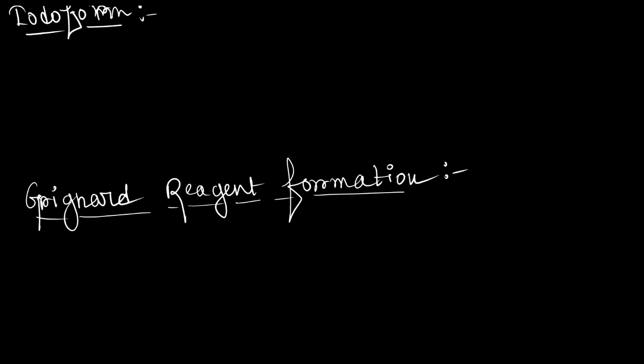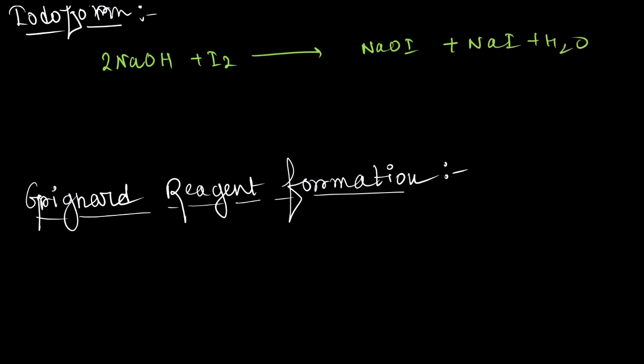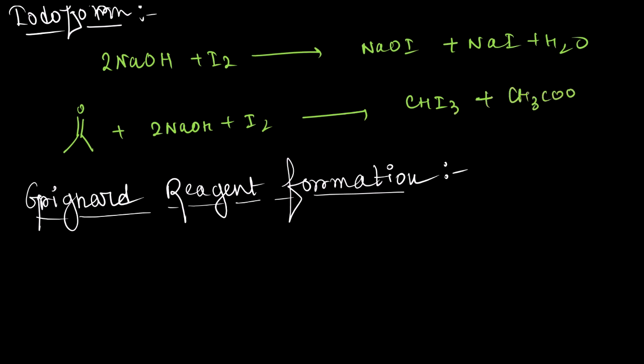There are some reactions of haloalkanes. We have iodoform formation. This one is very important to study explicitly, and I will give you a video on iodoform. You can watch from that. Sodium hydroxide and iodine will give sodium hypoiodite as well as sodium iodide and water. That NaOI will be used as the reagent. Then acetone will react with sodium hydroxide and iodine to give CHI3, which is called iodoform, and sodium acetate as well as sodium iodide, carbon dioxide and water. In the same way we can form chloroform also.